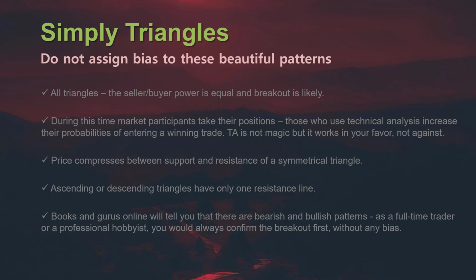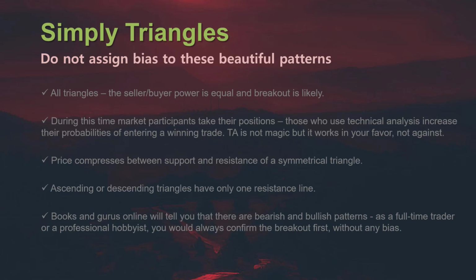So never assign any bias to these beautiful patterns, because they're just patterns. There could be a reversal or a continuation, and different crowds with different agendas will tell you, I would like to see Bitcoin go higher, hence what I'm looking at here is bullish. That's a bullish pattern. It has to be, because I feel that it's going to go higher. So that's not necessarily the case, and I will show you why.